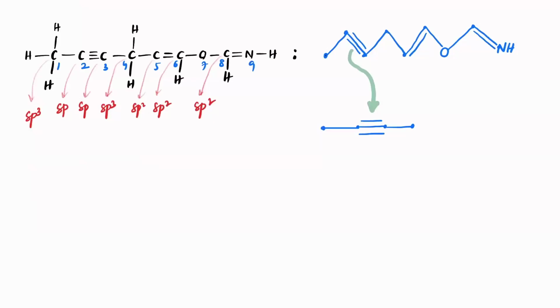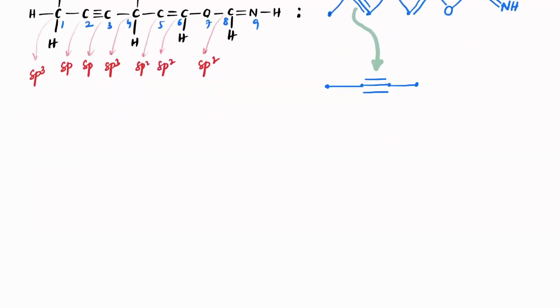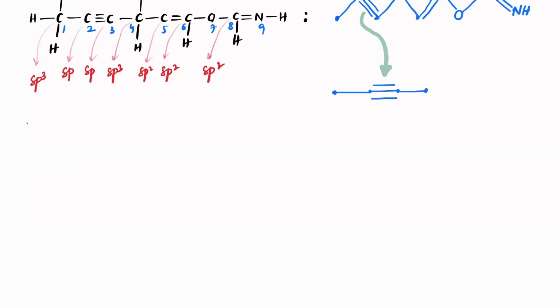Now I'll give you the structure. I want you to figure out what is the hybridization of every carbon and also how many hydrogens each carbon will have. Okay, so I'll give you bond line structures.